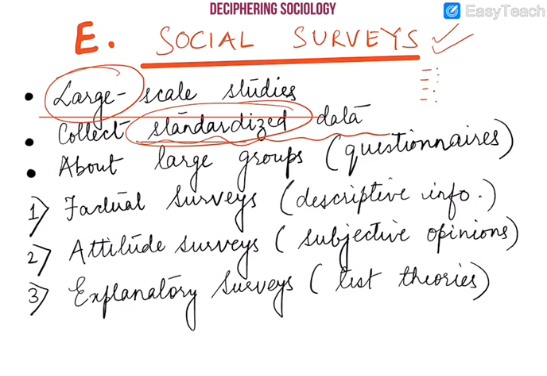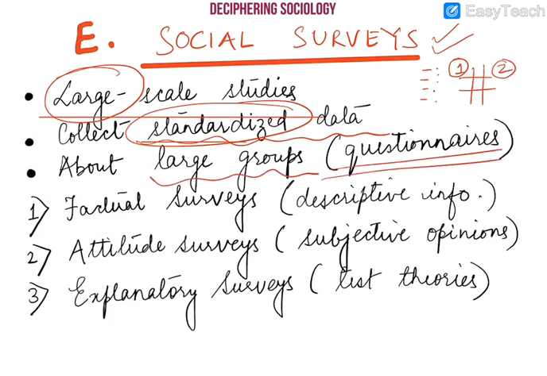They are fixed, that okay, I have to collect this data from people. So these things are fixed. I cannot randomly go for one piece of information from one candidate, another piece of information from another candidate. No. The data that I have to collect will be quite standardized. It will be fixed. And it is mostly about larger groups, and the researcher has to carry a questionnaire.